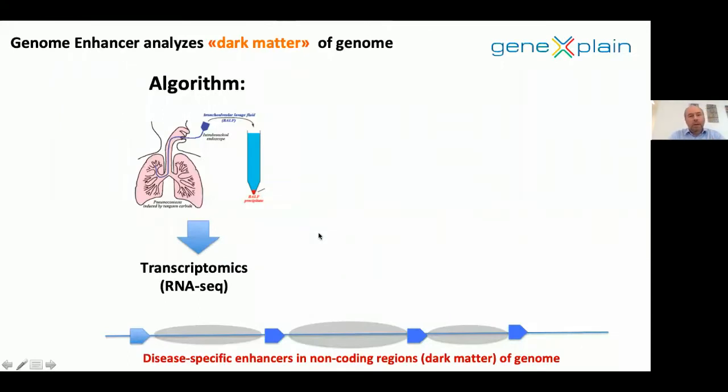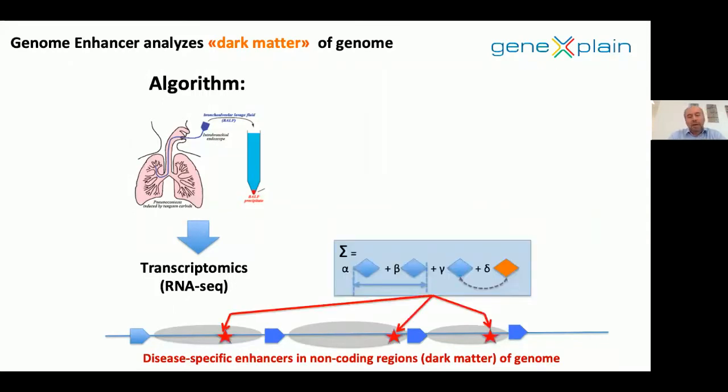Again, the algorithm of this tool is the following. Basically, the data come from bulk samples, a lot of different types of cells taken from the alveoli of lungs. They are used in the analysis, and then transcriptomics RNA-seq data is generated. Using this data, the tool first of all detects differentially expressed genes.